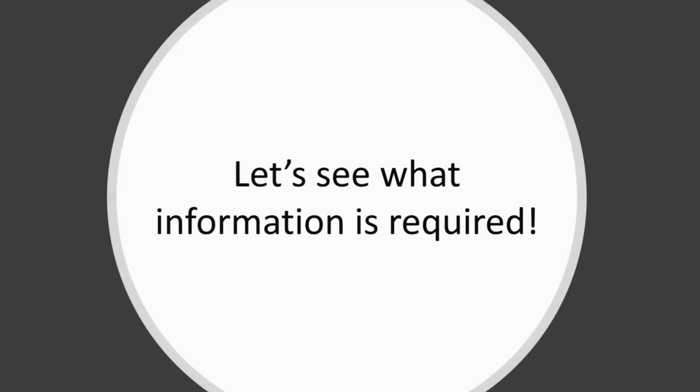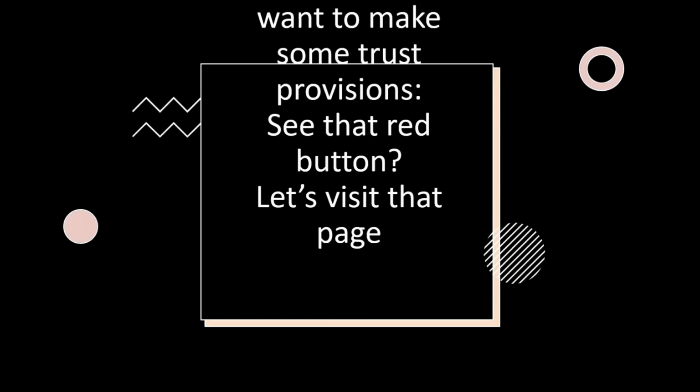Let's click on that first button there. And let's see what information is required. You might want to make some trust provisions. See that red button? Let's visit that page. There's a button there that says trust provisions. All you got to do is click on it. And now if they click on it and you know they're clicking on it, and if you're doing it by a Zoom call and they click on it, man, they're going through the process with you because you're leading them through it.